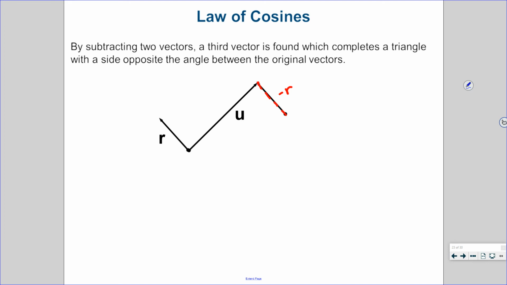All right. So then this vector right here would be what we call our resultant vector. This would be, let's call it v. This would be u minus r. Okay, so you can see this triangle that's formed.